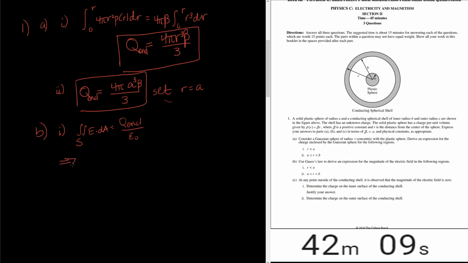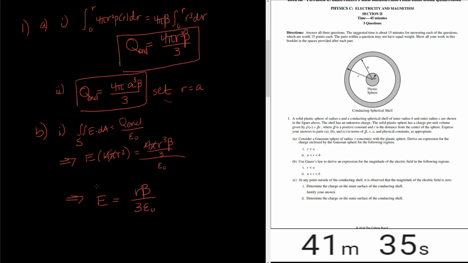In this case, because we're on an equipotential, we have E times 4 pi r squared, and E is going to be constant. So for part I, we're between 0 and a, so we have 4 pi r cubed beta over 3, that answer to part AI, over epsilon 0. And we divide by 4 pi, get rid of that. We divide by the r squared, and our final result for BI is that the electric field increases linearly as r beta over 3 epsilon 0.